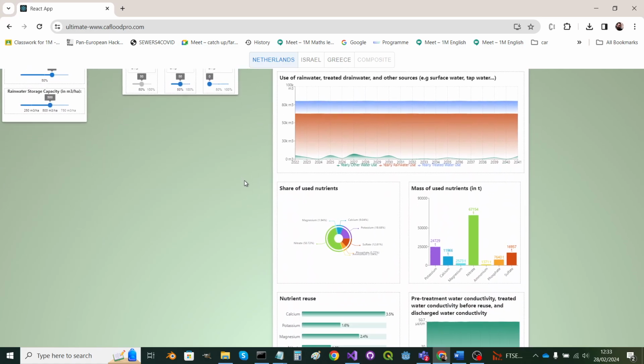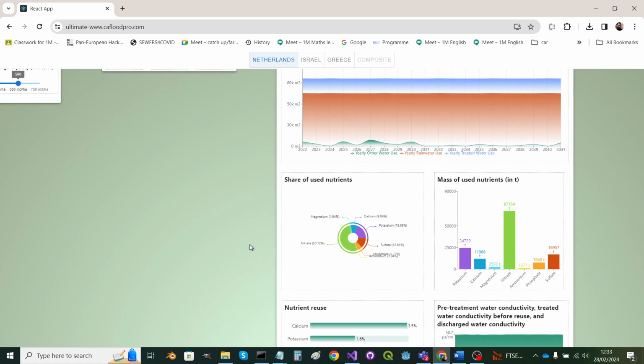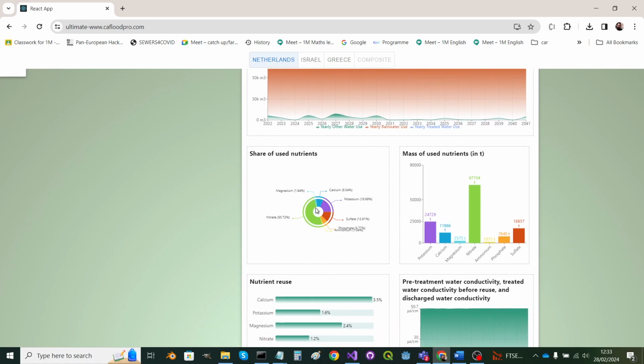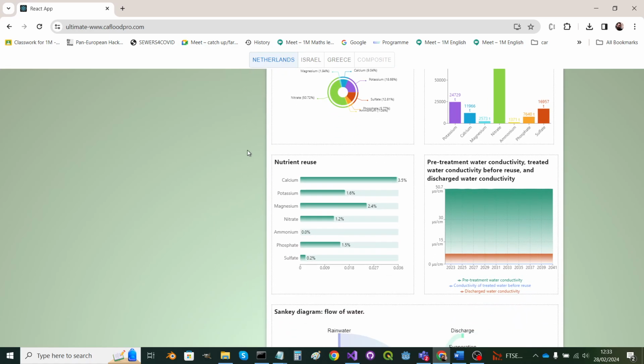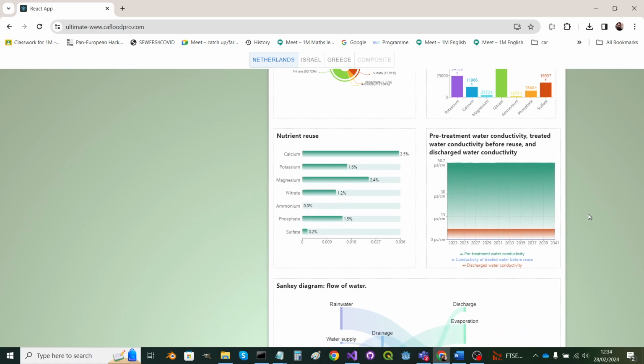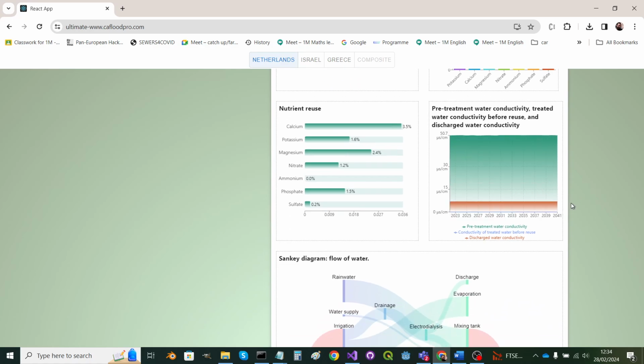There are extra things that are visible in the results section. You can see the share of used nutrients, and also you can see it by mass. You can also see the percentage of nutrient reuse, how much do we recover. And there is a little bit about water quality. So what happens once the water has been discharged, or what is the status of the water quality just before it's being reused.